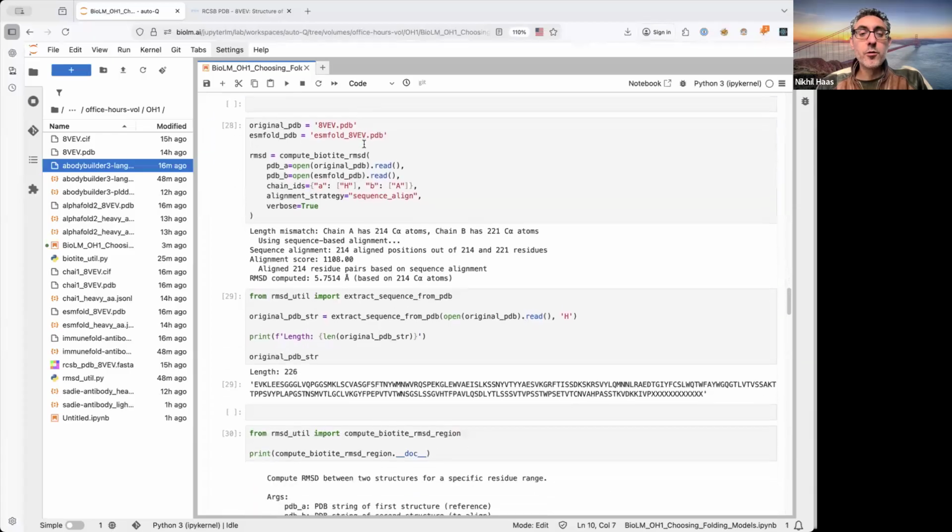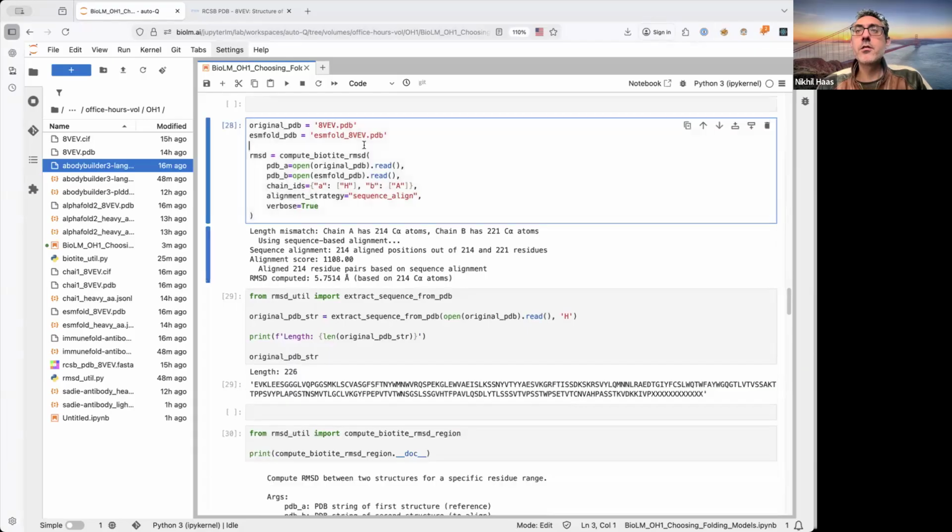So next, I'm going to move on to the actual RMSD calculations. Any comments or questions?